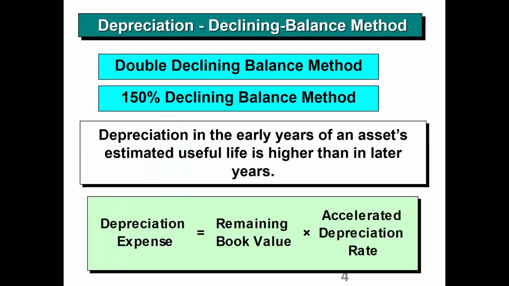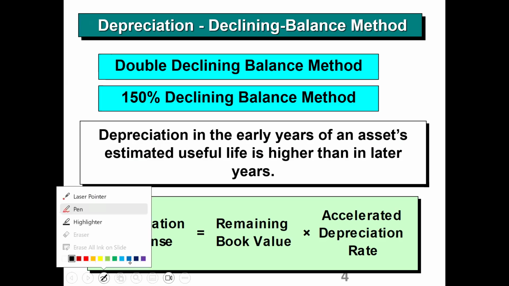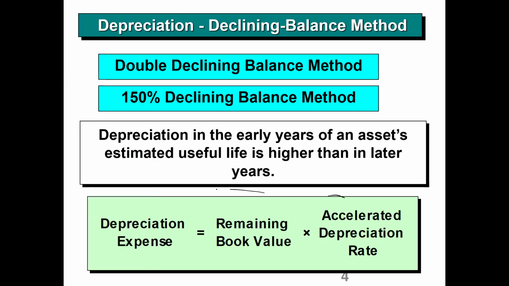As we have seen in the graph previously, in the accelerated depreciation method, in the earlier years of an asset's estimated useful life, the depreciation expense is higher than in the later years. The depreciation will be calculated depending on the formula, which is remaining book value multiplied by the accelerated depreciation rate, for both the double declining balance method and the 150% declining balance method. I hope this is clear with all of you. So this is the formula we are going to use: the accelerated depreciation expense will be equal to remaining book value multiplied by the accelerated depreciation rate.